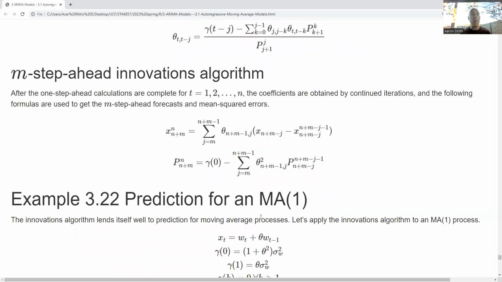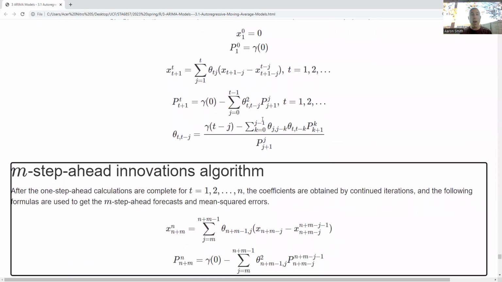And so now let's do the M step ahead innovations algorithm. After the one step ahead calculations are complete, the first thing we're going to do is compute one step ahead calculations for times 1 through n. Then the coefficients are obtained by continuing the iterations using the equations we just looked at. And we're going to use the formulas we just looked at to get the M step ahead forecast and mean squared error. And how do we do that? We're going to take the values we have here.